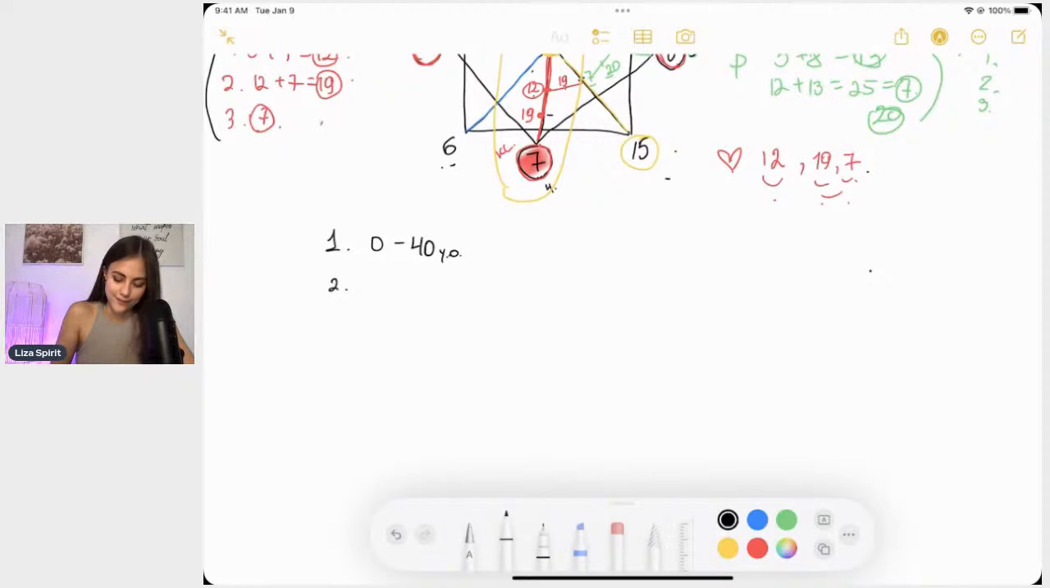Next one is from 40 to 60, right? You see here, there's a 20-year gap. That's what I wanted, but no. Then the last one is 60 plus.